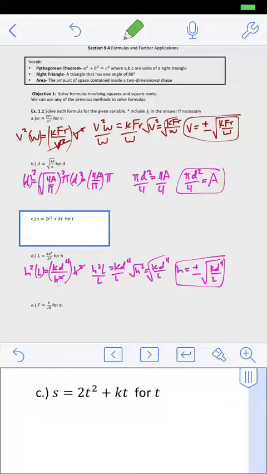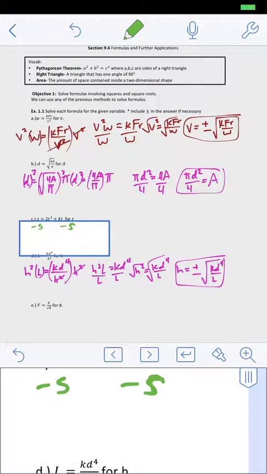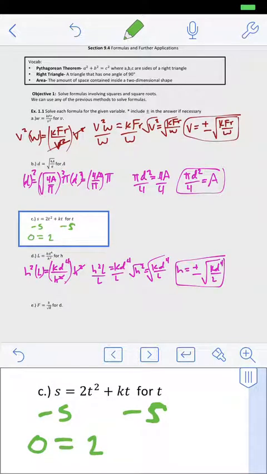Okay? However, what if I did this instead? If I move s over, I have 0 equals 2t squared plus kt minus s. That looks very familiar. And there's a reason I waited until the very, very end to give you this problem. It's because it's a quadratic equation.